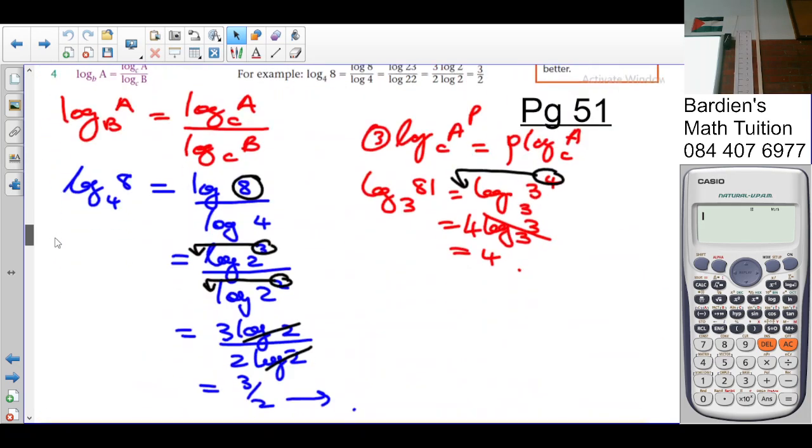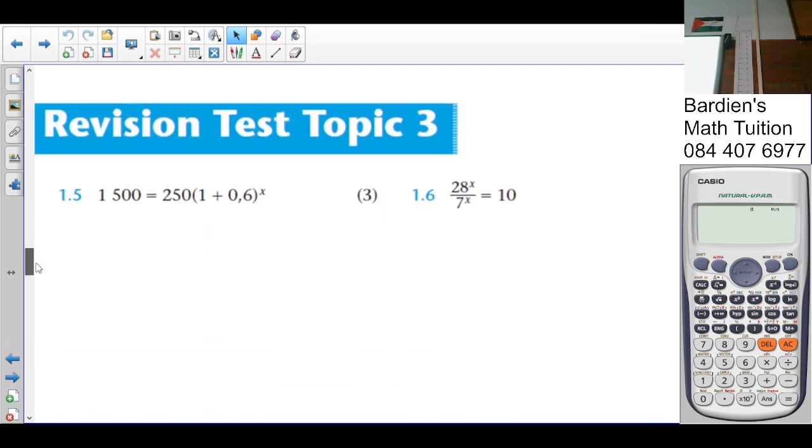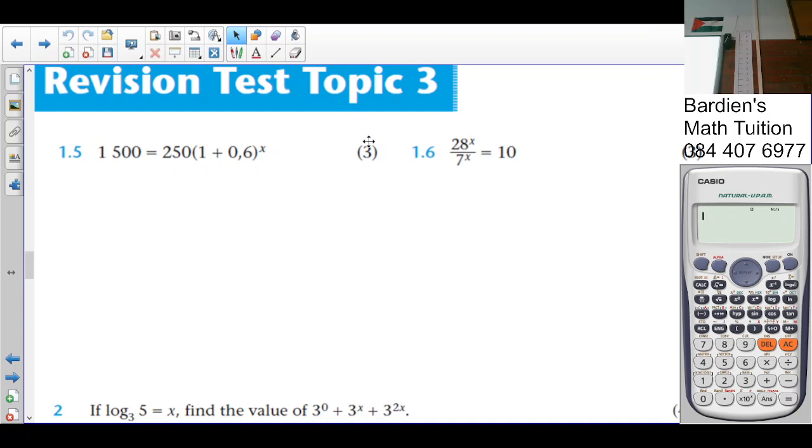Today we're looking at the test topic 3, the revision exercise. At this point you have indicated which questions I needed to have a look at. You can take out your textbook, you don't have the answers. In 1.5, of course, the question is solve for x. This is the revision test topic 3.